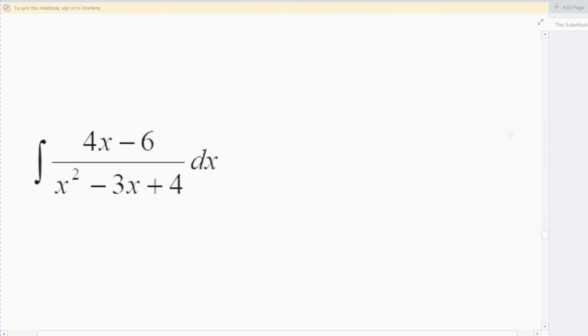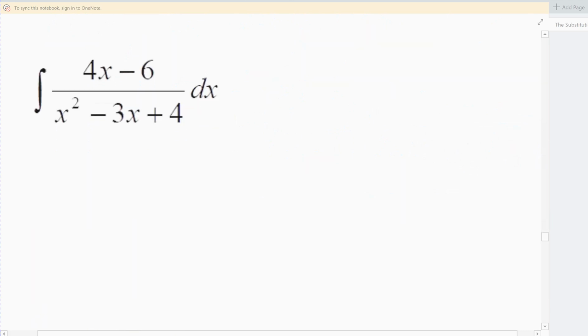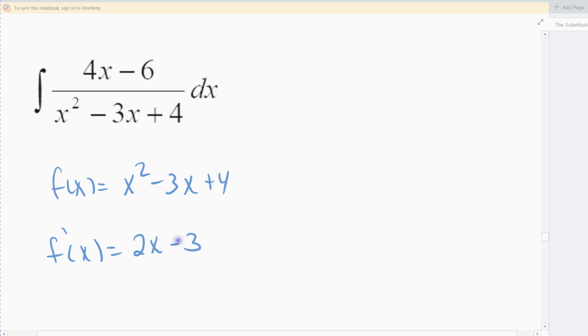All right, the next example, we actually have to do a little bit more work in this. This is one of those cases where I actually have to manipulate it a little bit algebraically to get what I want. All right, so first, the bottom function is x squared minus 3x plus 4. The top function is 4x minus 6. So if I take the derivative of the bottom function, I get 2x minus 3. Well, I don't quite have what I want, but I can do something to get what I want, right? I don't need a 4x minus 6, I need a 2x minus 3. But what can I do?